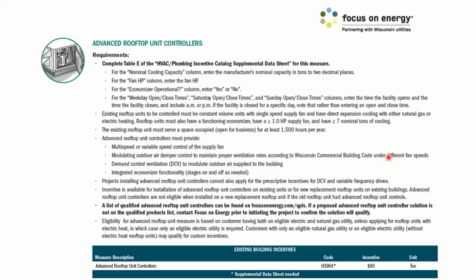For those of you in Wisconsin, which is most of you, the Focus on Energy program has something called Advanced Rooftop Controllers. They will pay you a rebate of $90 per ton if you retrofit your existing rooftop units with the things that we've been talking about: economizer, demand control ventilation, multi-speed fan control. So if you add those three things, two things we talked about last week, and now the fan speed control we're talking about today, it's $90 per ton. So if you have a 10-ton unit, it's $900. Yes, I picked the 10-ton unit because they made the math easy for today, and I'm lazy.